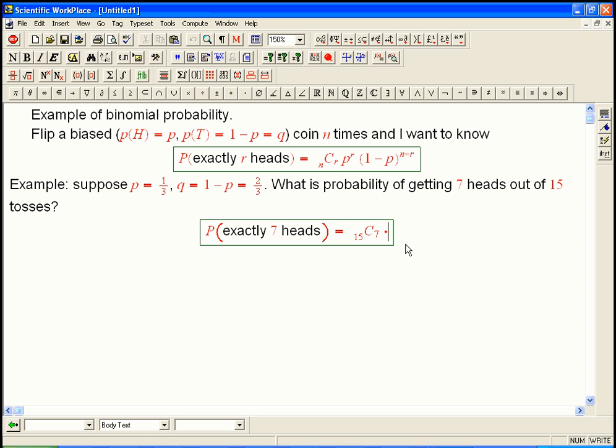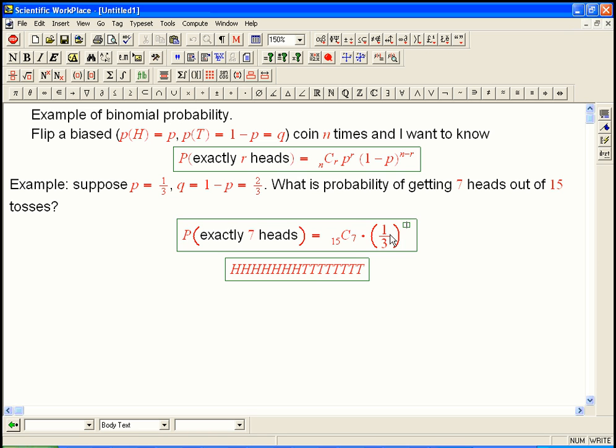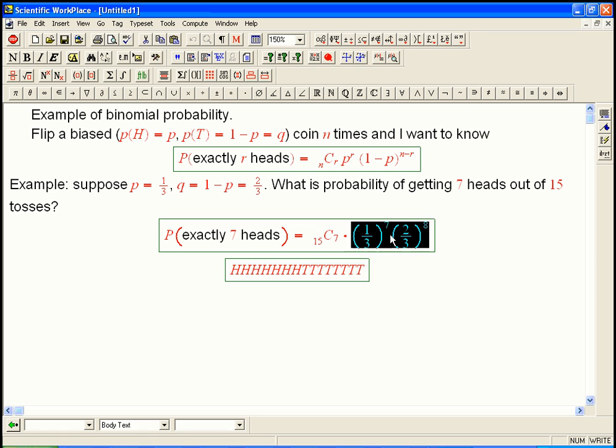For example, let me just write it out, suppose it was H, H, H, H, H, H, H, T, T, T, T, T, T, T, T. So 7 H's and then 8 T's in that order, the probability is going to be just the probability of each one of those multiplied because they're all independent events. That's really crucial, that they're assumed to be independent. And the probability of each of those H's is a third, and that's going to be to the 7th. And the probability of each of those T's is 2/3, and that's going to be to the 8th power.